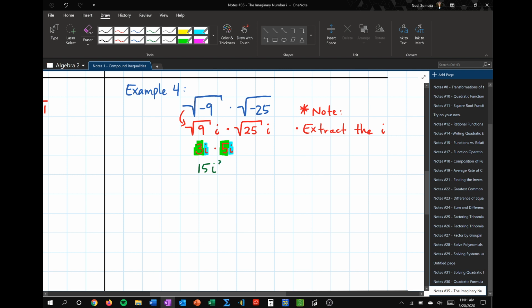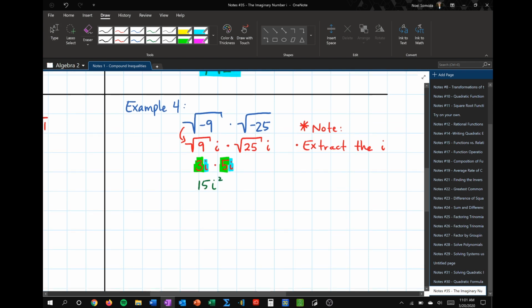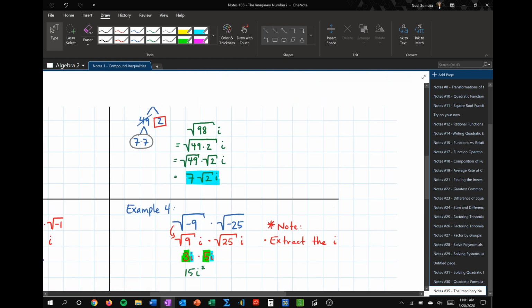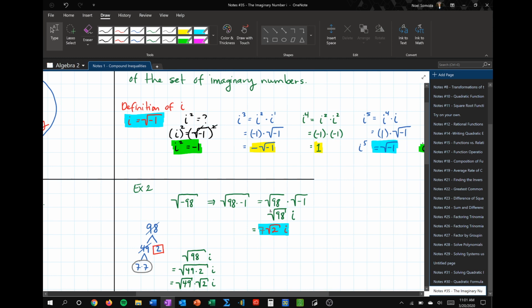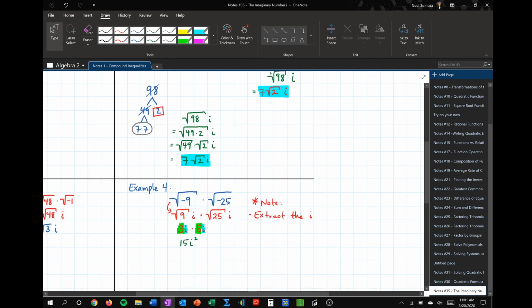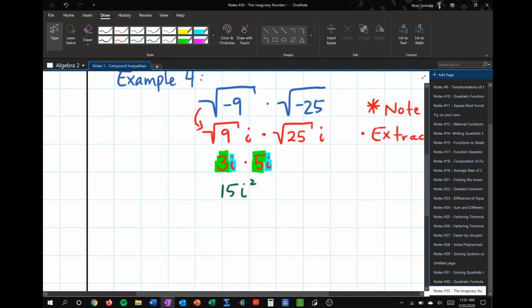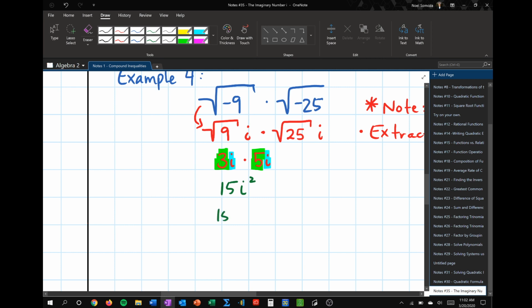That's I squared. This is why I went through that really long example, where we looked at all of the different I values. Now you know I squared is equal to -1. So we're basically going to reuse what we know right here to transform that I squared back into a number. So we have 15 times -1, then that's going to give us -15. That is my expression. That's what it's worth.